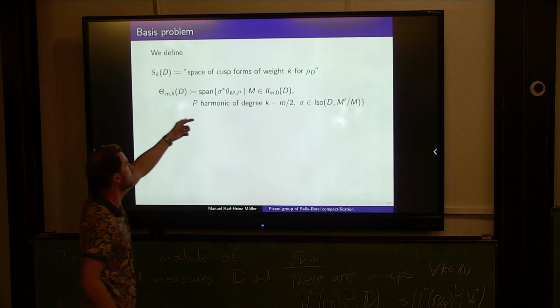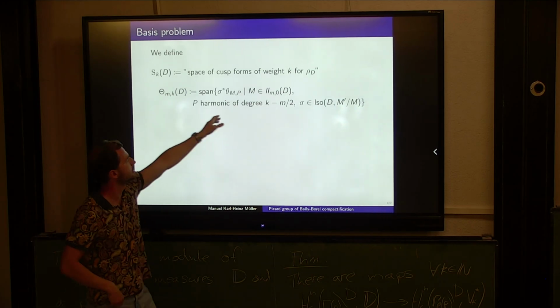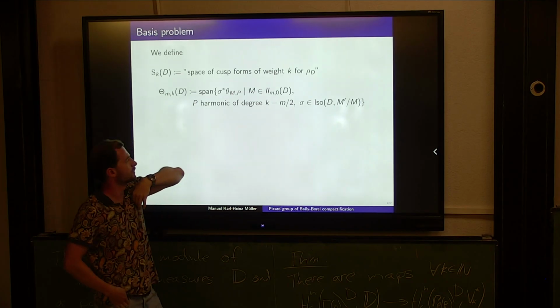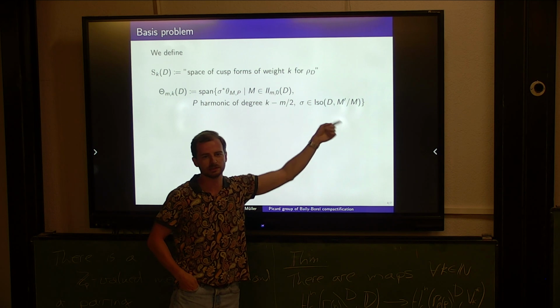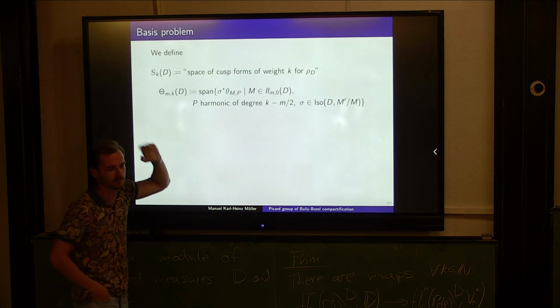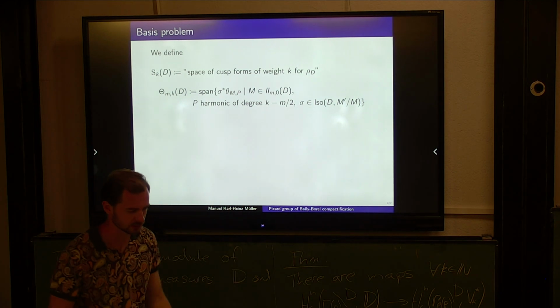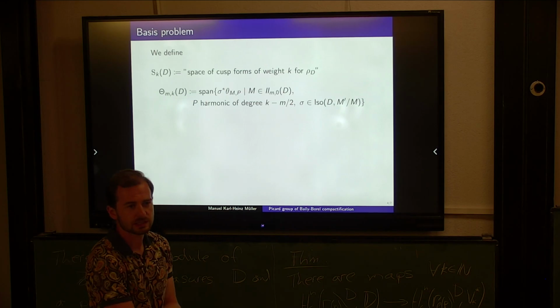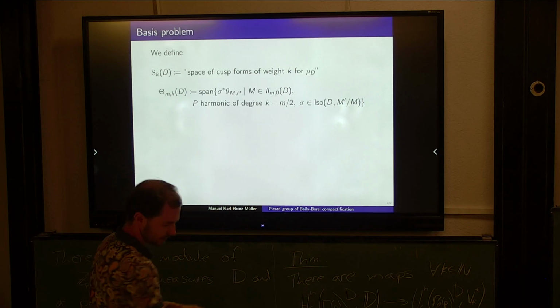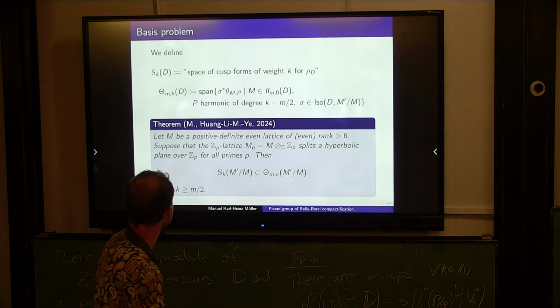And here I take the span over all of these, and I also allow all polynomials of the correct degree, so that the weight is in the end k. And okay, these isomorphisms between these discriminant forms are just to get them into the same space, so to say. And then there's essentially the main result of my PhD thesis. It's called the basis problem.